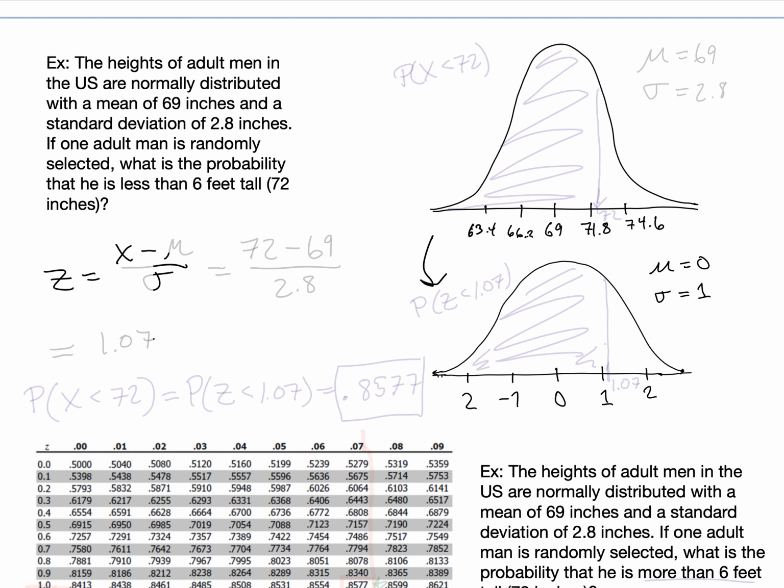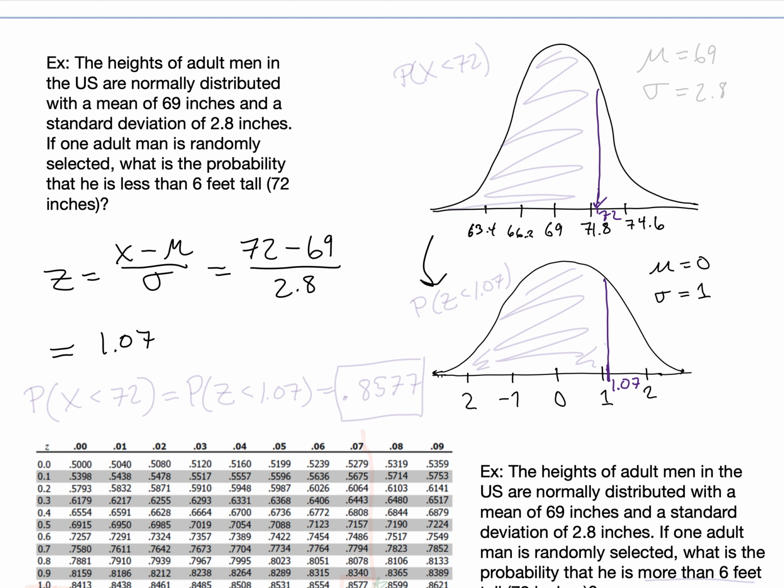Remember, z-score is the data value minus the mean, divided by the standard deviation. So in this case, 72 inches is the data value we're interested in. The mean for the distribution is 69 inches, divided by 2.8, the standard deviation for this distribution. So when we subtract and divide, we'll get 1.07 for our z-score. So the data value of 72 inches is going to correspond to a z-score of 1.07. So there is that line.